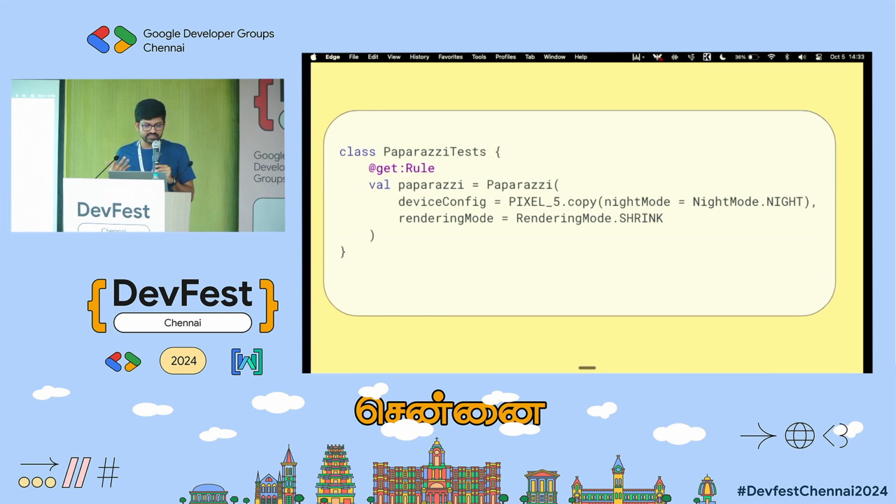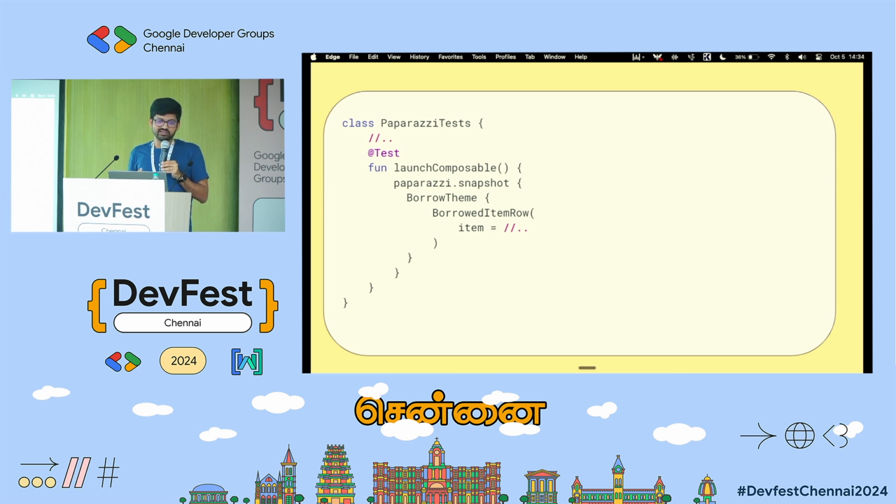The structure for a Paparazzi test is similar to any other unit test. The main thing here is the Paparazzi rule, where you give it a device config. I'm using a Pixel 5, and I'm giving it a night mode. And rendering mode is shrink. That's mostly just to shrink the screenshot to only the part that the composable would be rendered in and not the full device. Because again, you don't really need the full device. Just remember how you had to do night mode here, because you had to create a device config, copy and change it to night mode, slightly more complex. And a lot of these modifications are done in a similar way, wherein you change the Paparazzi config.